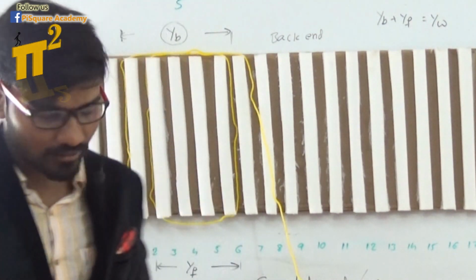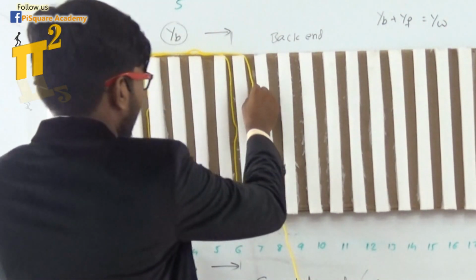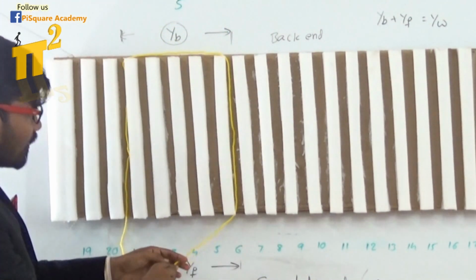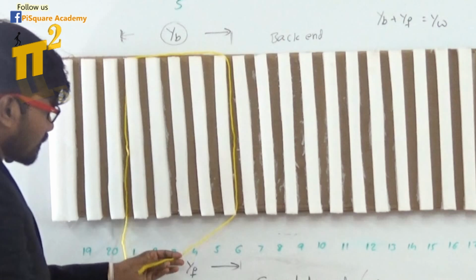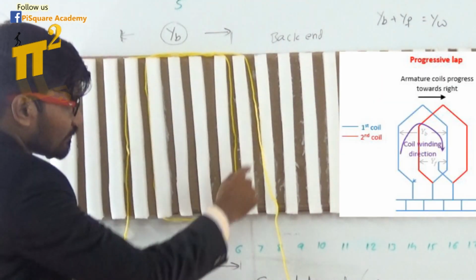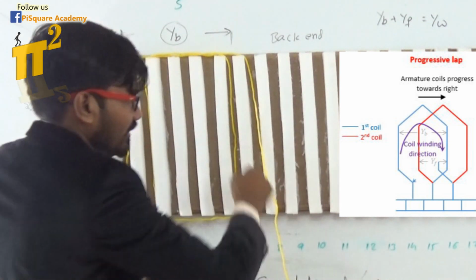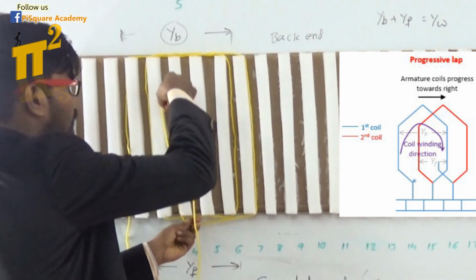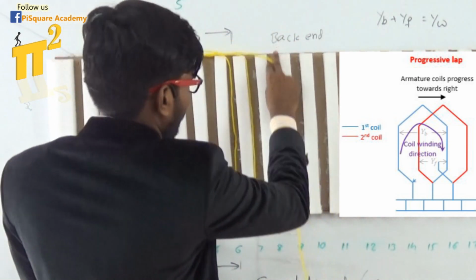Now, if you see here, I'm making the coil like this, in this fashion. I'm turning the coil this way and the winding is also moving this way. Hence it is called a progressive winding.